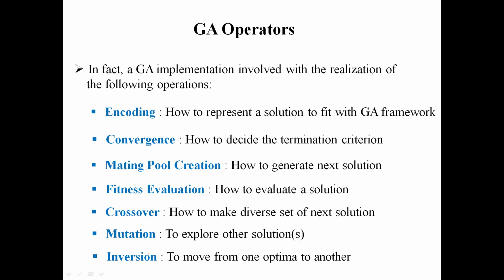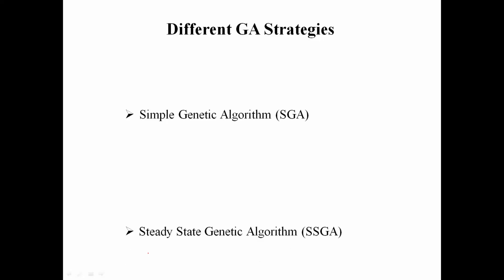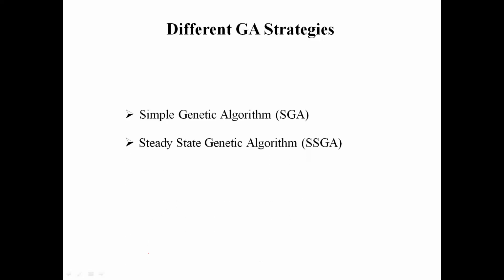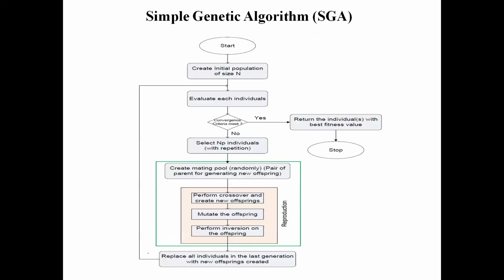And there's also one more, that is inversion, which I said we will not be looking into. There are actually many genetic algorithm strategies, but we don't have to go into this for now. We will be looking at a simple genetic algorithm, that is SGA. And this is basically the figure that I showed you before, an expansion of the same thing.